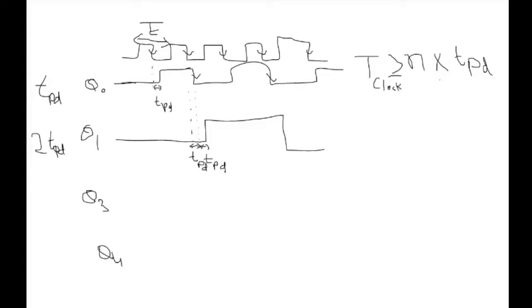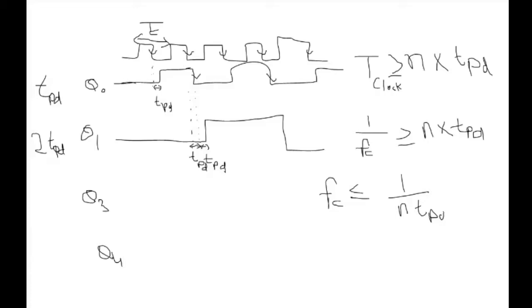Now we can calculate the maximum frequency that we can apply. This is F clock, 1 by F clock has to be greater than or equal to n TPD. So from here I can say the maximum clock frequency that I can apply, F clock, should be less than or equal to 1 upon n into TPD. So the maximum clock frequency that we can apply is F max, which is 1 upon n TPD. For an asynchronous counter, this will be your maximum clock frequency.